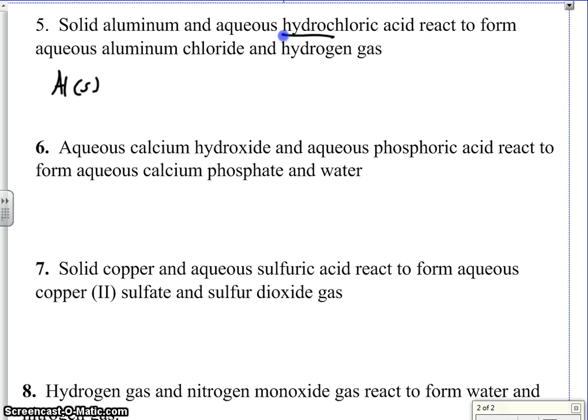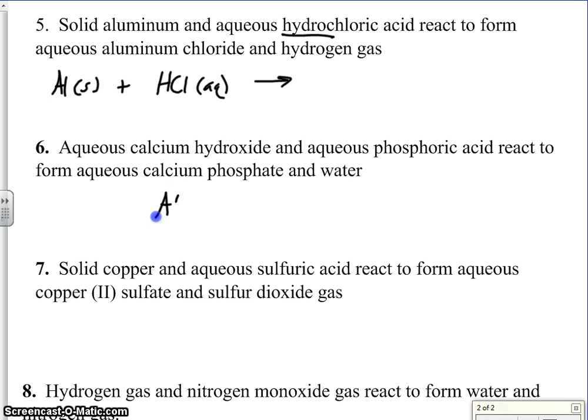Hydrochloric acid, remember hydro means no oxygen, which means chloric here is chlorine with a -1 charge. Acid, remember, tells us that there's a hydrogen out in front, cross and swap. We are adding this guy to HCl, and that is aqueous. To form is our arrow, aluminum chloride. Okay, well, aluminum is a +3 charge, chloride is Cl minus 1, cross and swap, aluminum chloride is AlCl3, and that is aqueous. Right, we're adding that to hydrogen gas.